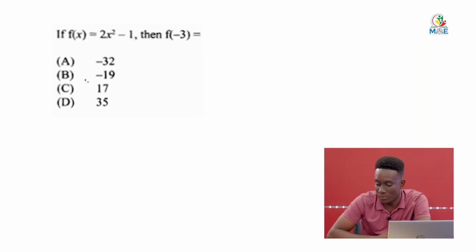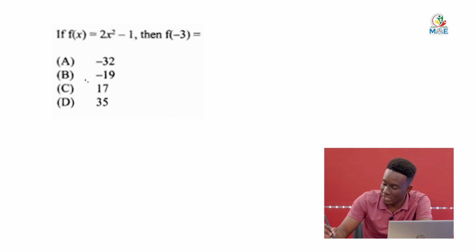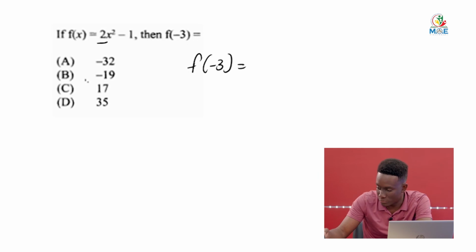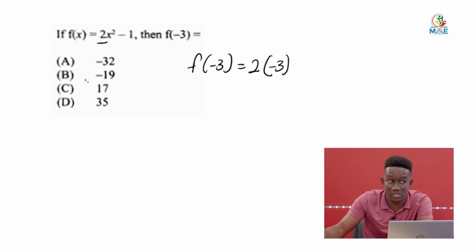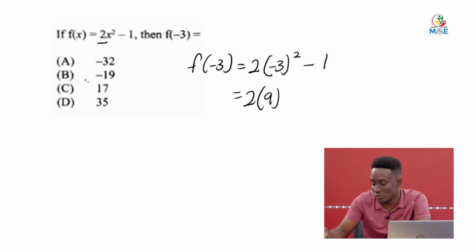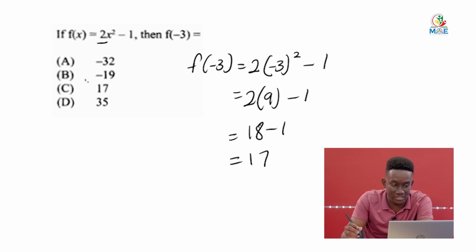So the next one says, if f of x is equal to 2x to the second power minus 1, then f of -3 is. So we see f of -3 is equal to 2 multiplied by, instead of x, we'll have -3 raised to the second power, minus 1. So this will be equal to 2 multiplied by -3 to the second power. That would be -3 times -3, which will be 9, minus 1. So 2 times 9 is 18. 18 minus 1 would give me 17. So f of -3 is equal to 17.